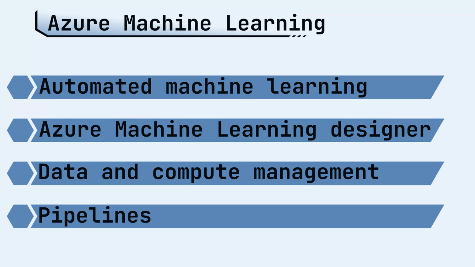Azure Machine Learning provides the following features and capabilities. Automated machine learning for non-experts to quickly create an effective machine learning model from data. Azure Machine Learning Designer, a graphical interface enabling no-code development of machine learning solutions. Data and compute management, a cloud-based data storage and compute resources that professional data scientists can use to run data experiment code at scale. Data scientists, software engineers, and IT operations professionals can define pipelines to orchestrate model training, deployment, and management tasks.